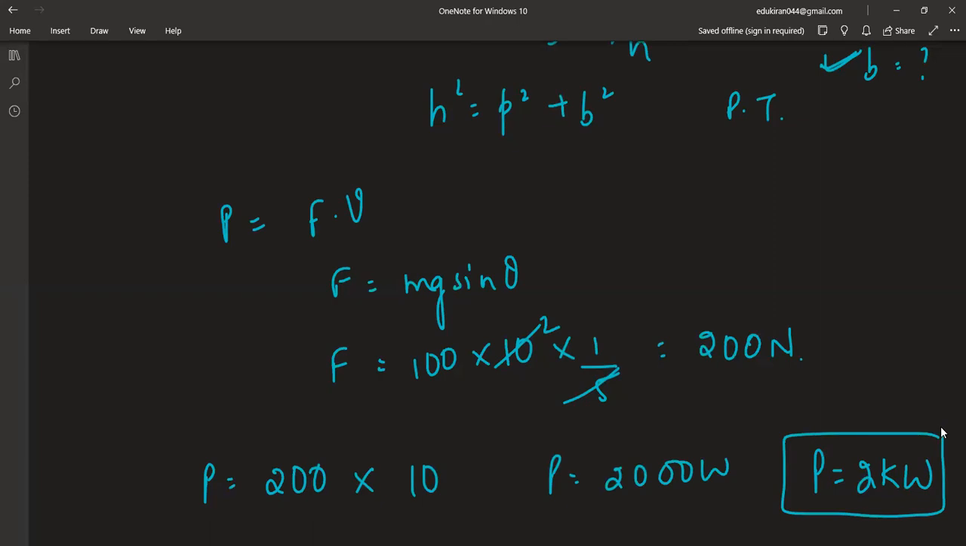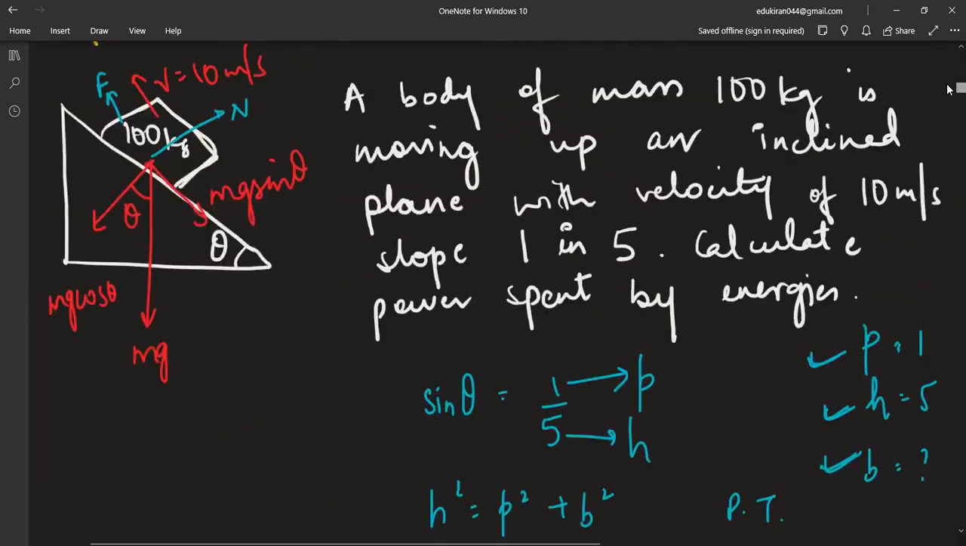So these are the things which you have to remember in power. Every question is similar to this only. The rest of the questions, we'll start with collision now. But first write it down. Any doubts if you have, let me know.